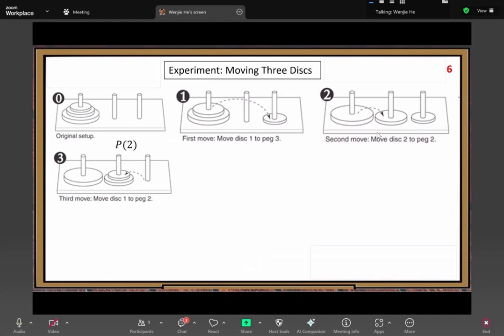But here you can see, on this middle peg, we just did the P of 2 solution, right? We just applied our P of 2 solution. Then, the gap part. Now we need to work on the gap part. What's the gap part? We need to move the bottom disk.